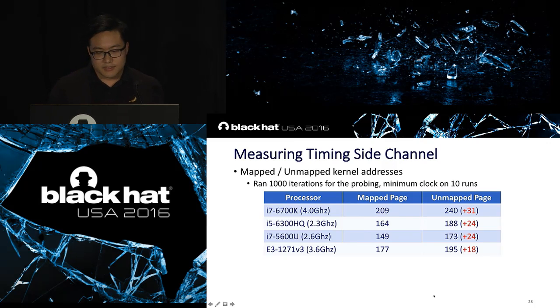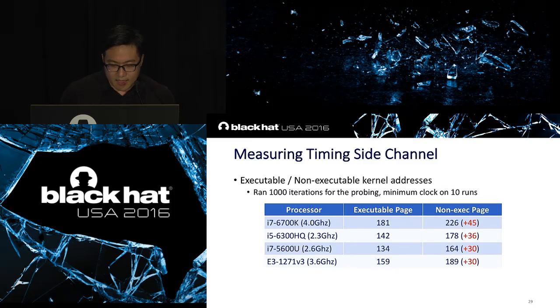We conducted this experiment on 4 different processors across 3 different architectures: Intel's Haswell, Broadwell, and Skylake. And from all of the processors, we can see a clear timing difference. A mapped page always returns a fault faster than an unmapped one. And on accessing executable and non-executable addresses, we can also see that an executable address always returns faster than a non-executable one.